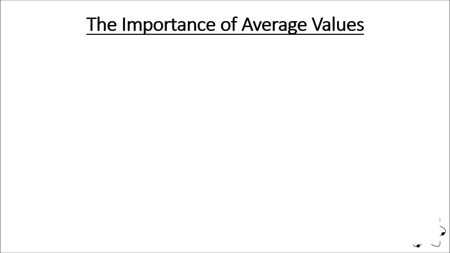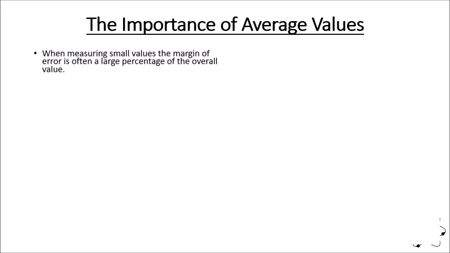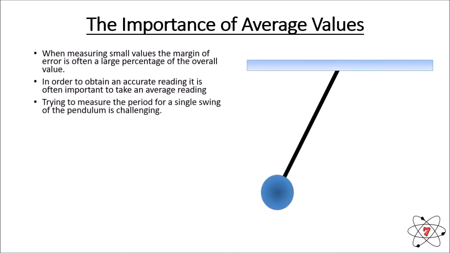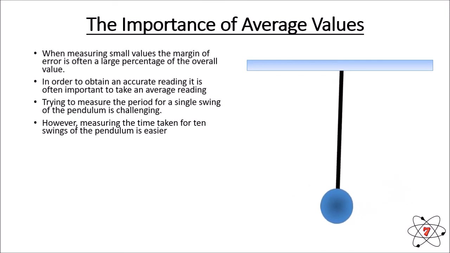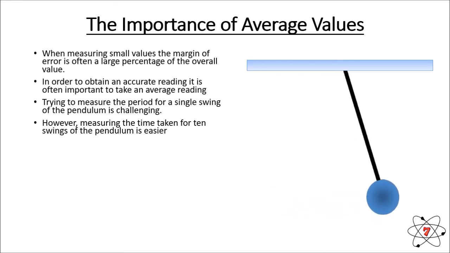Finally, we're going to take a quick look at the importance of average values. Now, when we measure small values, there's something called a margin of error, and it's often a very large percentage of the overall value. So, in order to obtain an accurate reading, it's often important to take an average reading. Let's take an example here. Let's have a look at a pendulum swinging. If we try to measure the period of one pendulum swing, it's incredibly challenging. It's really, really hard to measure it just once.